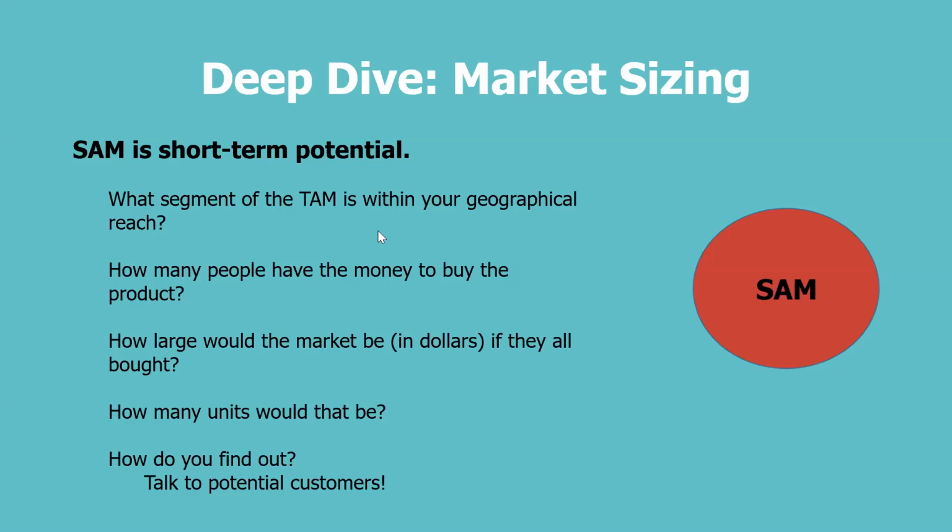So how do you figure out what your SAM is? You talk to potential customers. This is often hard for first-time founders, but this is really where you have to get boots on the ground, show that entrepreneurial hustle, and talk to potential customers about what you're creating. Talk to them about the problem first, see what they say about the problem, and then also talk to them about the solution you've created, and see if they would potentially buy it. You have to ask those questions.